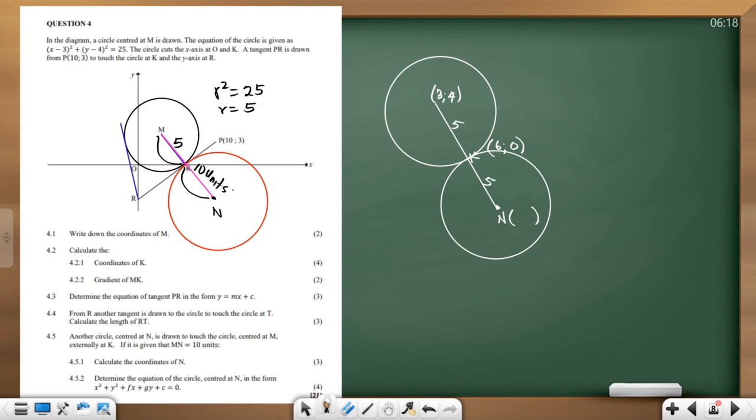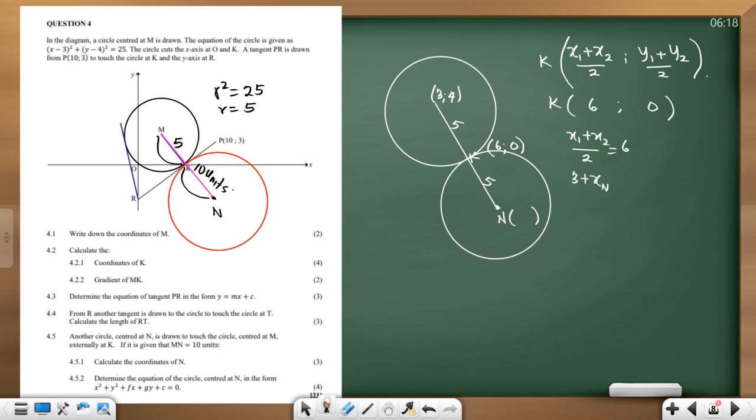We can start by using the midpoint formula: x1 plus x2 over 2, that would be our k, because that's where the midpoint is, and y1 plus y2 over 2. Our value here is 6 and 0. So x1 plus x2 over 2 equals 6. And what is my x1? 3 plus xn, those are my two externals. Now, 12 there, xn would be equal to 9. I'm sure you know the maths.